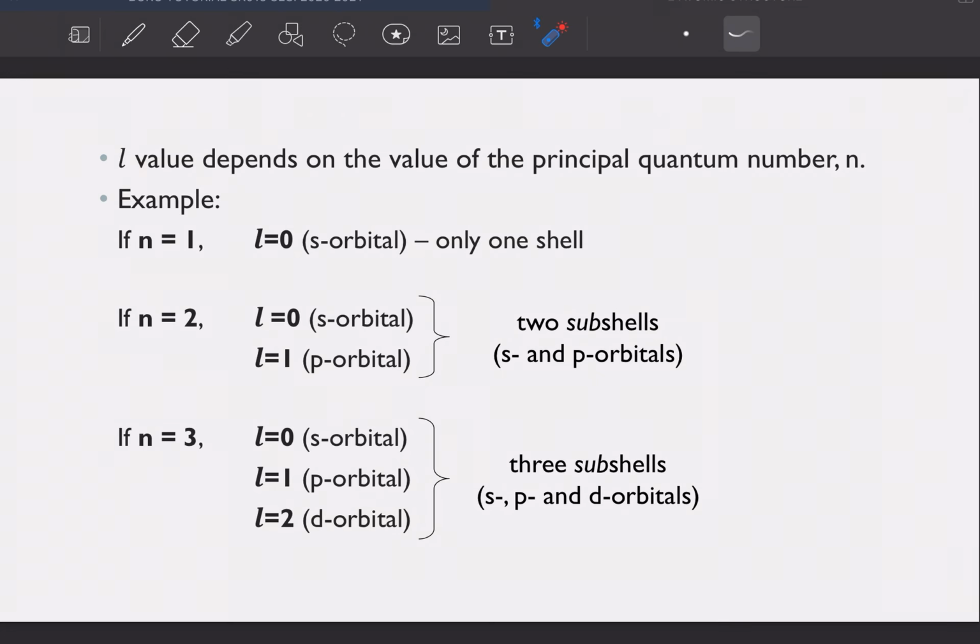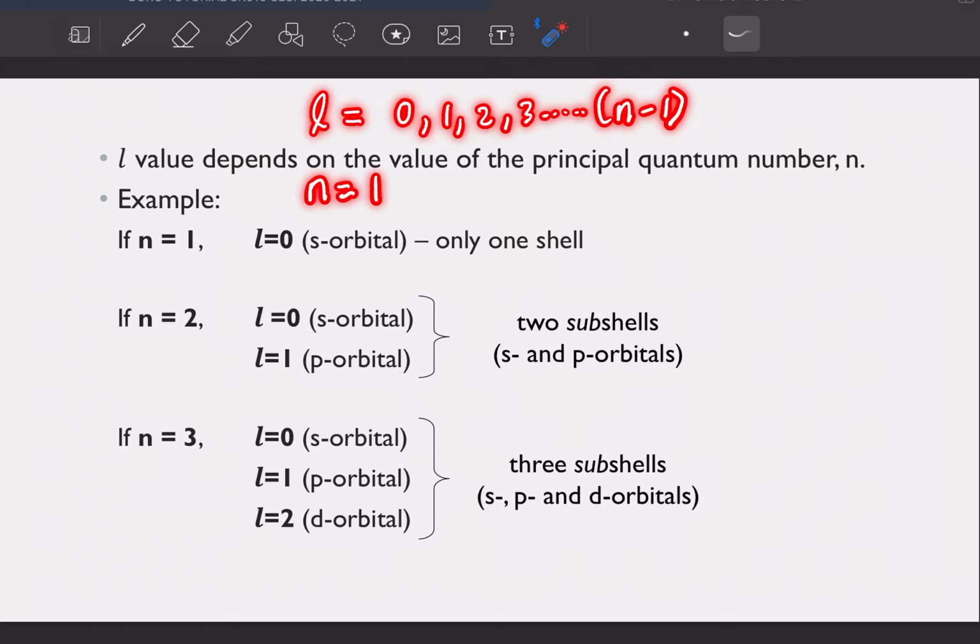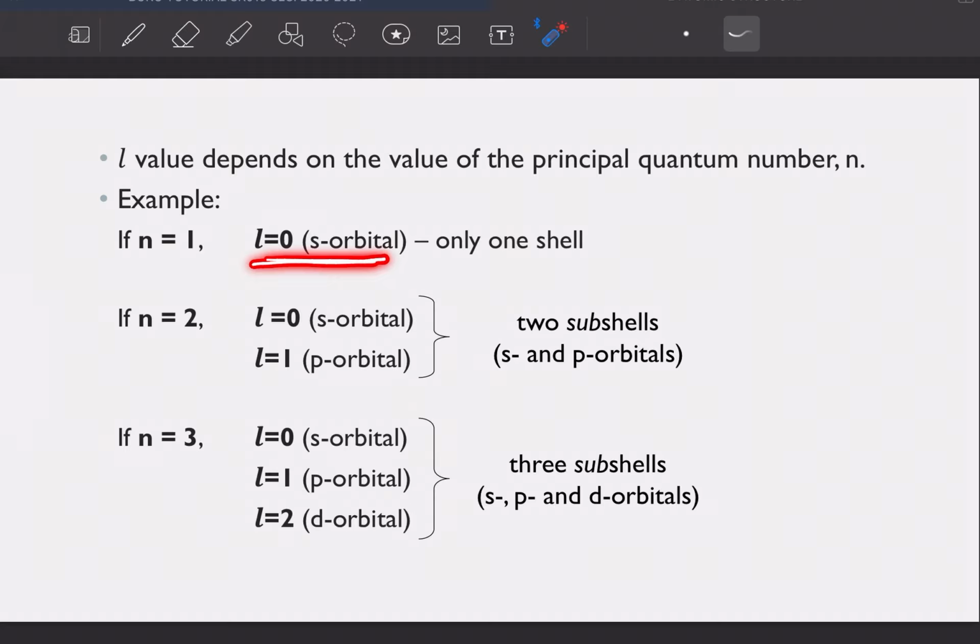So your L value depends on the value of n. Let's say if you have n equals 1, your L will equal 0 only. Why is that? Because we know that the possible values for L will be 0, 1, 2, 3 and up to n minus 1. So if n equals 1, the possible value for L is 1 minus 1, which is just 0. That means you only have one s orbital, so the shape of your orbital will be the s orbital.